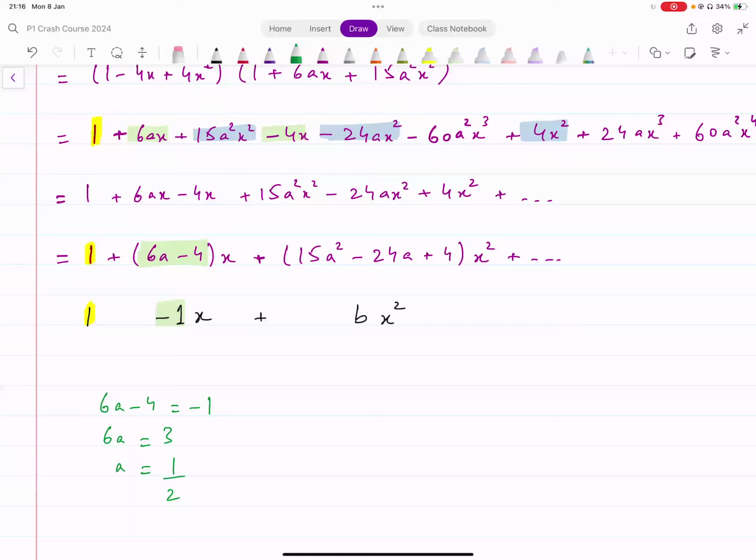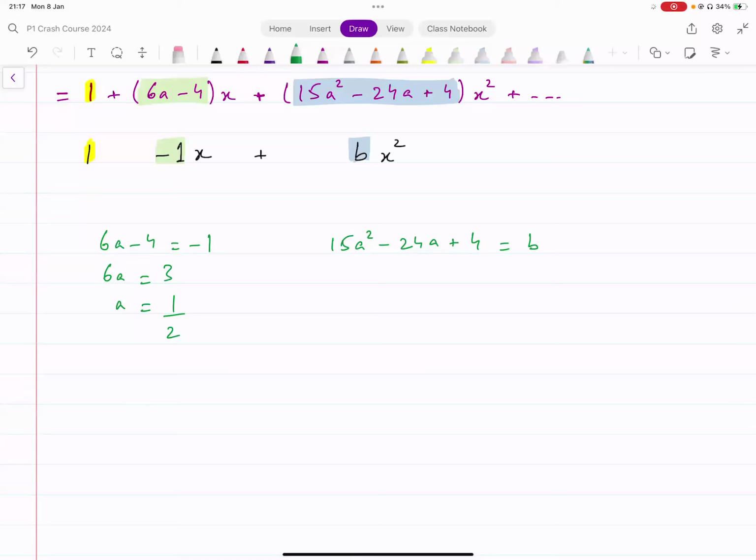And similarly, we can compare the coefficient of x squared. What's the coefficient of x squared? This is the coefficient that we got. And they have given us that the coefficient of x squared is supposed to be b. So they are supposed to be equal to each other. So we say 15a squared minus 24a plus 4, that has to equal b. Now, since we know the value of a, we can input that there. And that gives us 15 into 1 over 2 whole squared minus 24 into 1 over 2 plus 4 equals b.